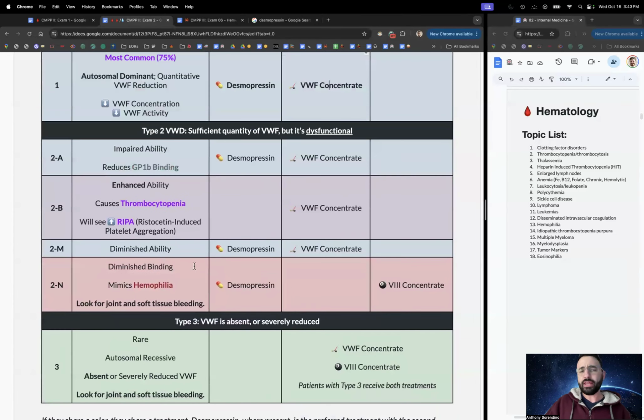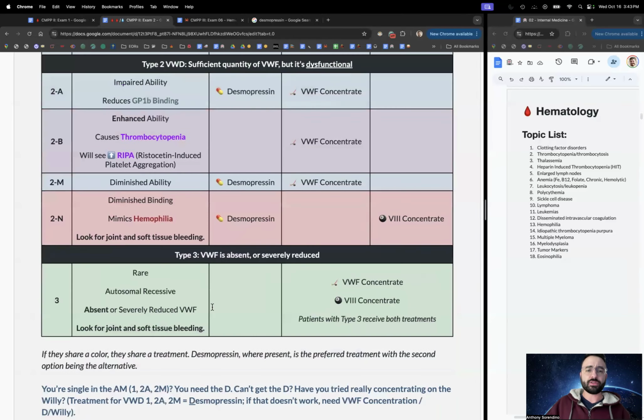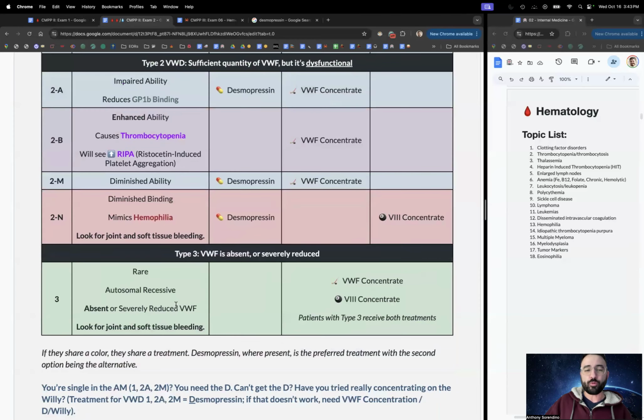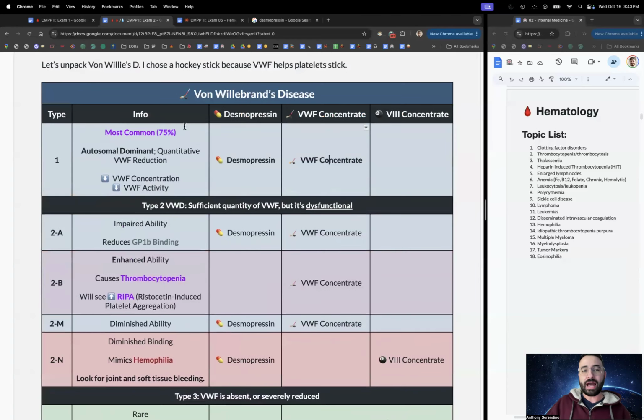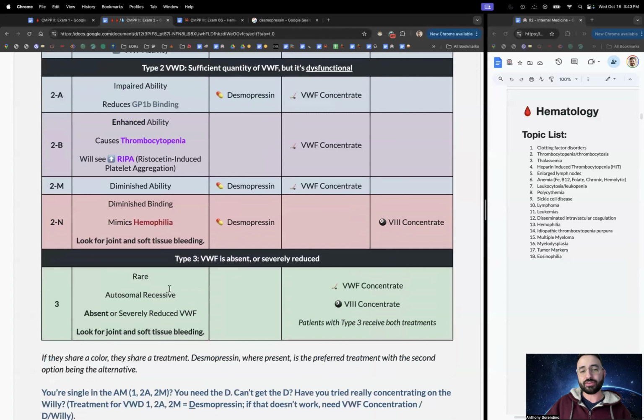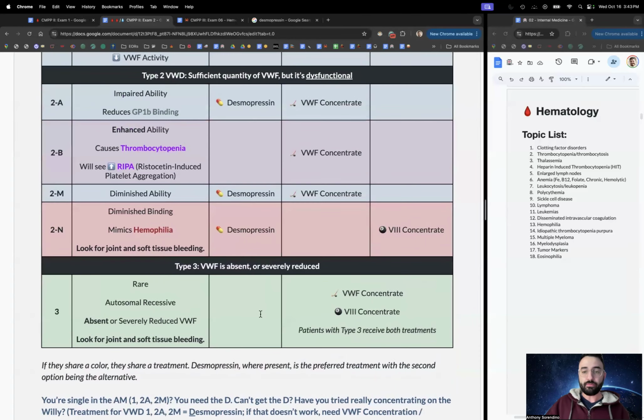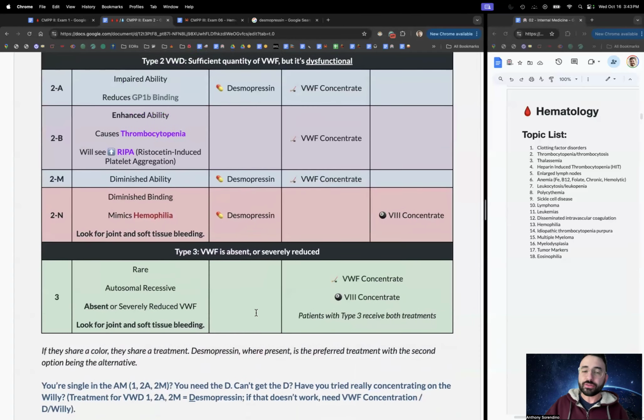Okay. Before we get into the madness that is type 2, let's go into type 3. Type 3 is more of a rare one. As the opposite of autosomal dominant, this is going to be autosomal recessive, and von Willebrand factor is either absent or severely reduced. The treatment for this, we're not going to use desmopressin.